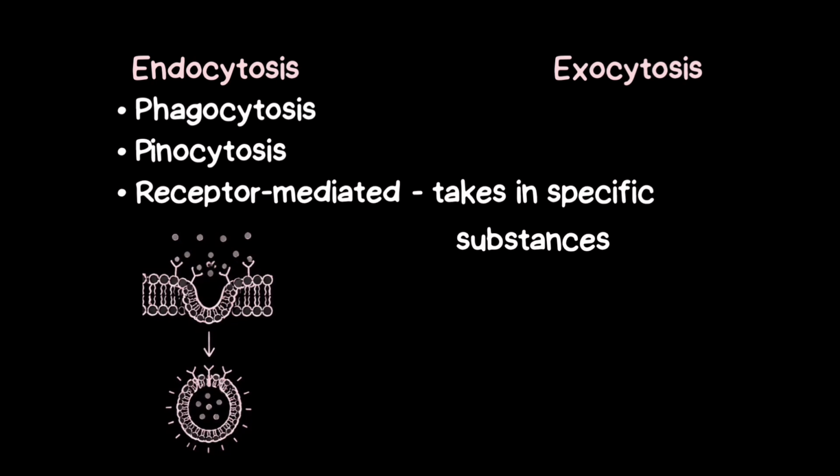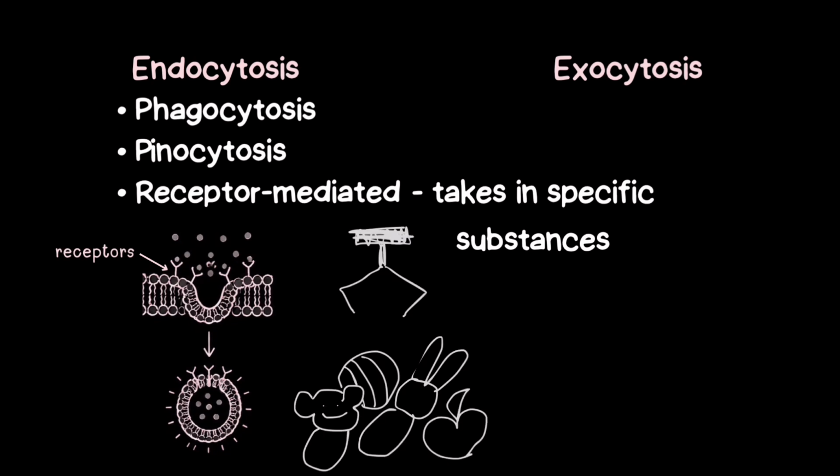Receptor-mediated endocytosis is when the cell takes in specific substances using receptors on its membrane. It's like a claw machine. The claw only picks up the toy it successfully grabs, not everything inside. In the same way, the cell only takes in substances that fit and bind to the receptors.